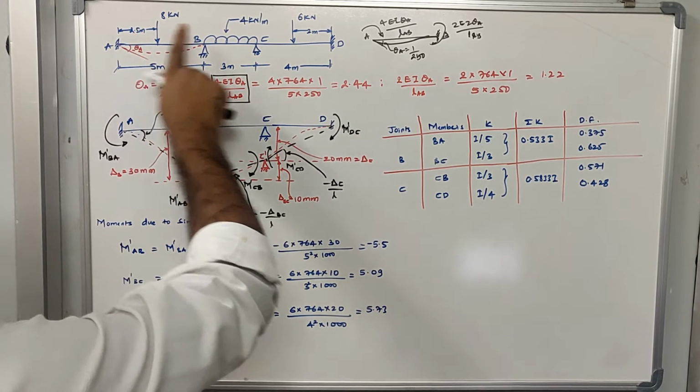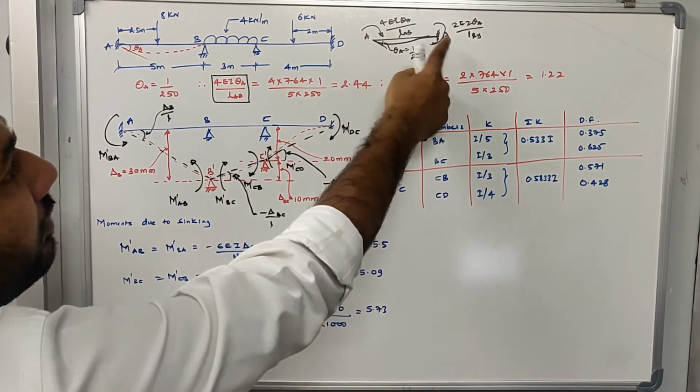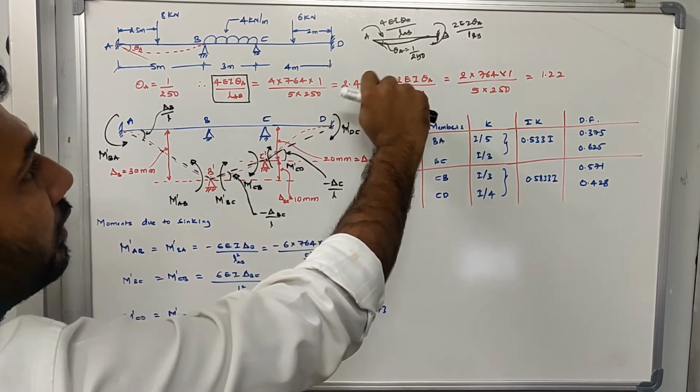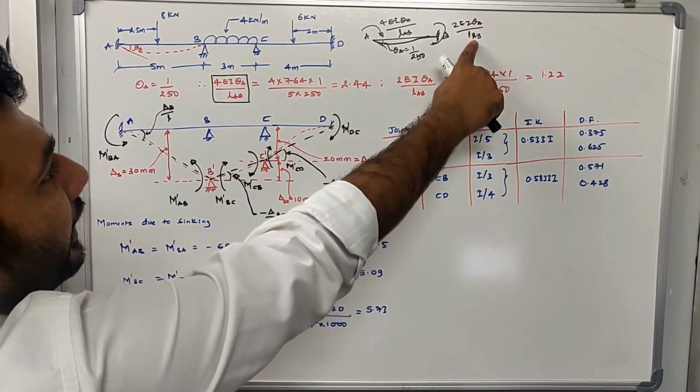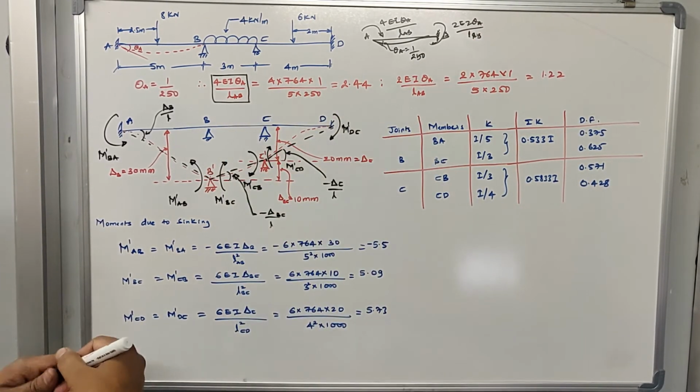Similarly, because of the application of the moment 4 EI theta A divided by LAB, there will be a carryover of the moment, and the carryover will be half of this value. So it will be 2 EI theta A divided by LAB. That is what I have determined in both these equations.